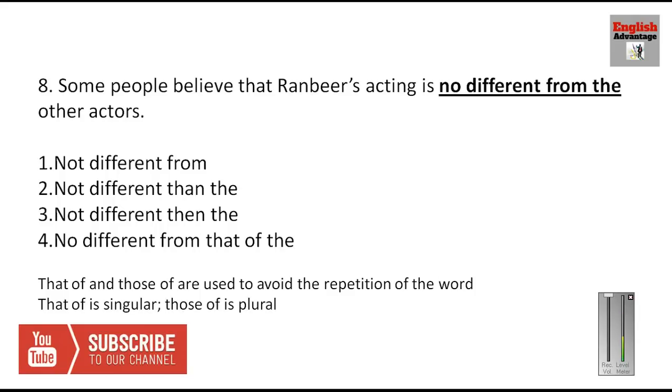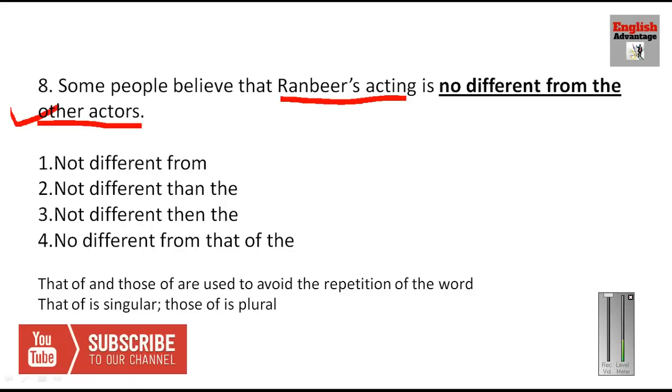How can this sentence be corrected? We should say, some people believe that Ranveer's acting is no different from the acting of other actors. This sentence is missing the words acting of, and this sentence already has acting. So just to avoid the repetition of the word acting, we can say that of. We can put that of here because acting is singular. In the case of plural, we have to say those of. So this is how this sentence can be corrected.